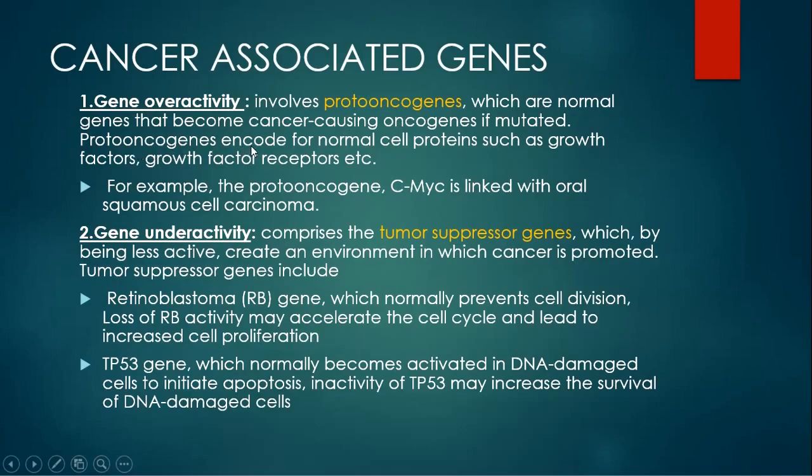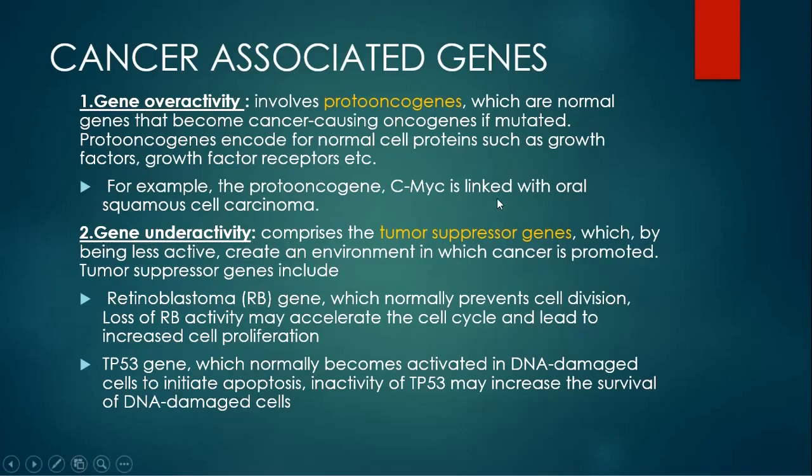So proto-oncogenes encode normal cell proteins such as growth factors, growth factor receptors, etc. An example of a proto-oncogene is CMYC, which is linked with oral squamous cell carcinoma. So when a gene has an overactivity, it is called a proto-oncogene, and this causes cancer. While there are some genes that have underactivity, and due to underactivity of those genes, they cause cancers.